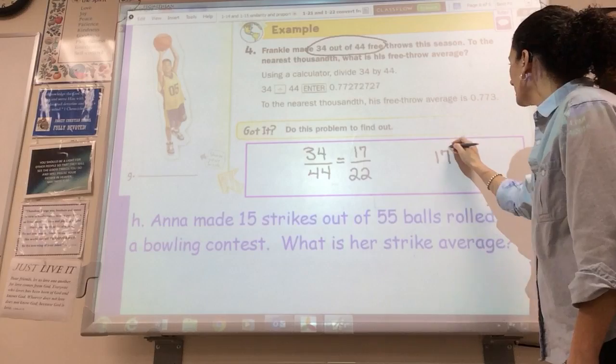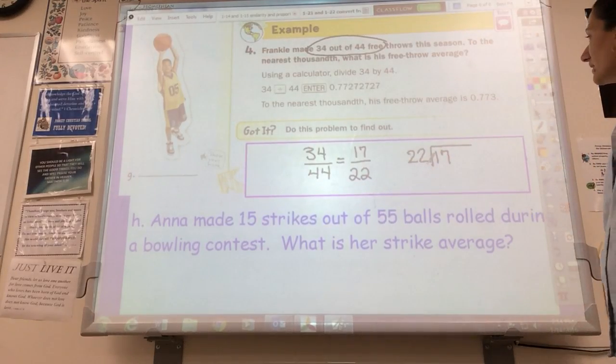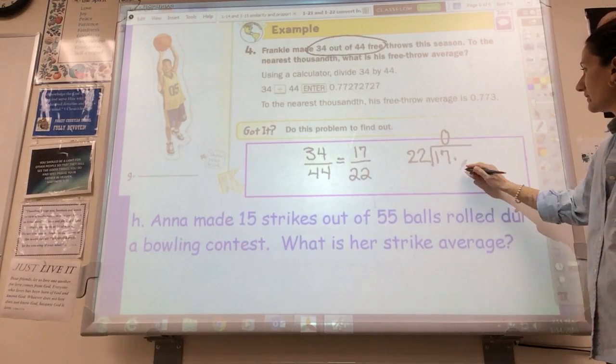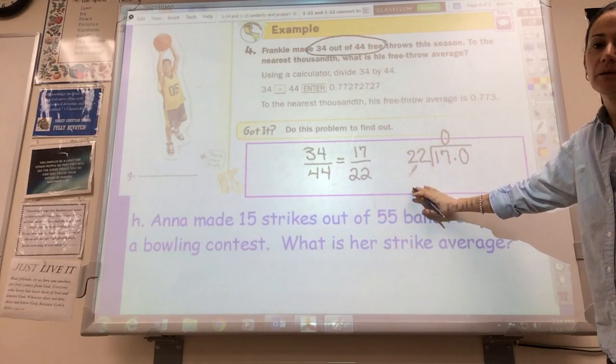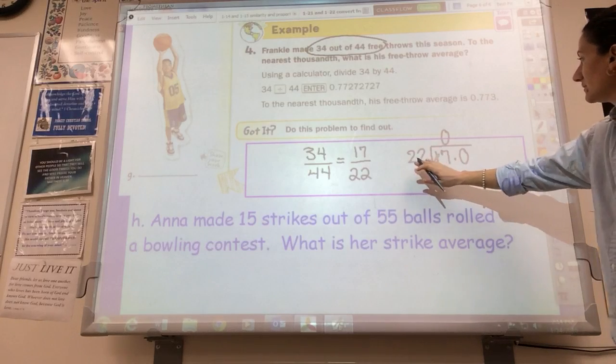I get to do 17 divided by 22 instead of dividing by 44. So life gets a tiny bit easier. So I'm going to go ahead and do this division for you. I don't know my 22 times table, so remember we got to guess and check here. 22 doesn't go into 17.